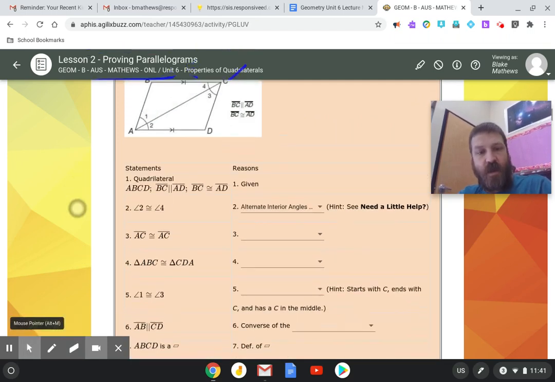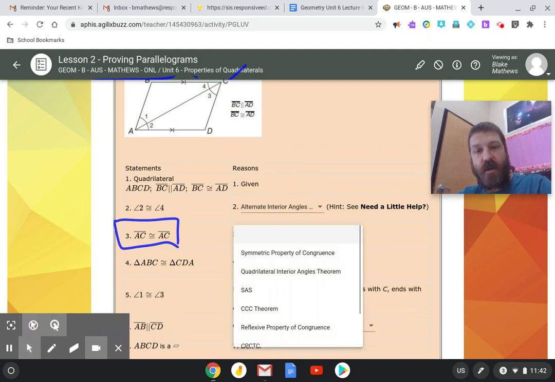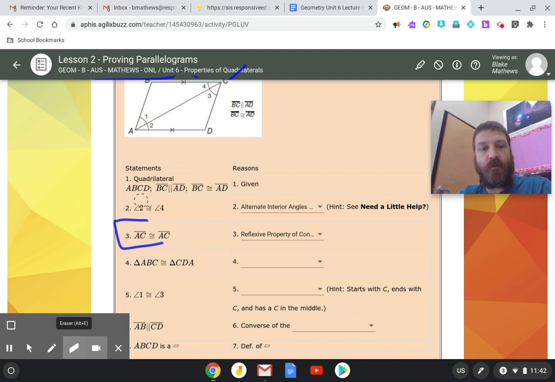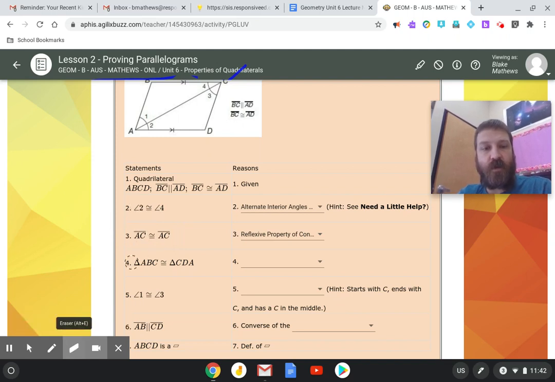AC is congruent to AC. Anytime you see this idea where you have the same thing congruent to itself, that is called reflexive every time. So reflexive always refers to something being congruent or equal to itself. That one's pretty straightforward. It's always going to be reflexive anytime it's something equal to itself. All right, so then we go to the next one.